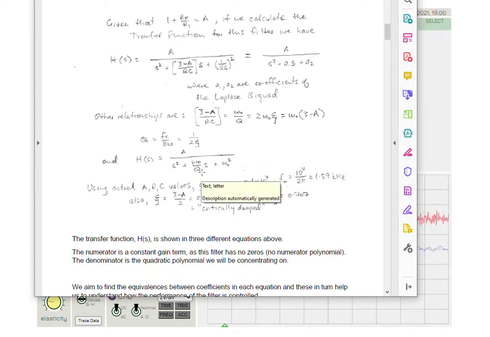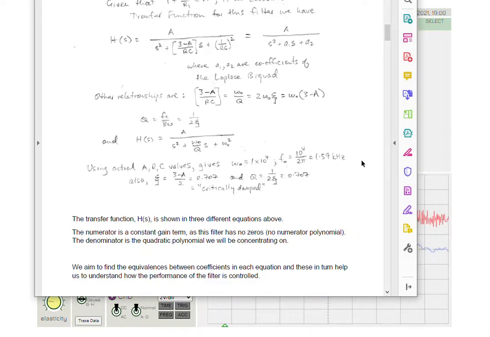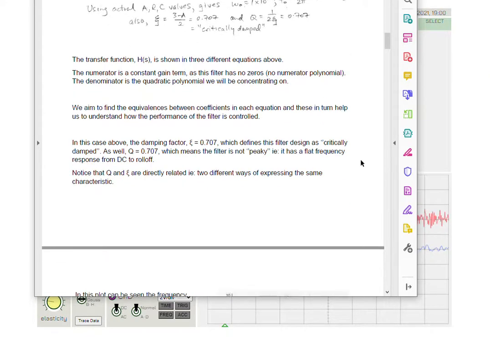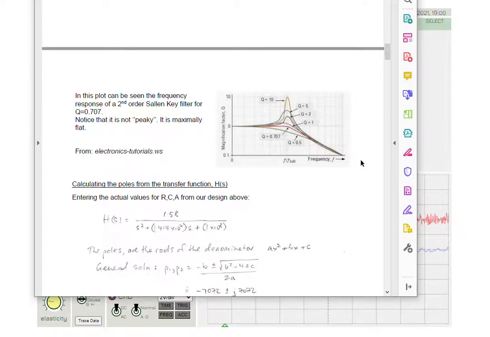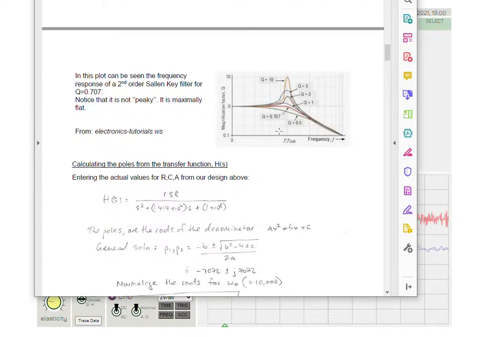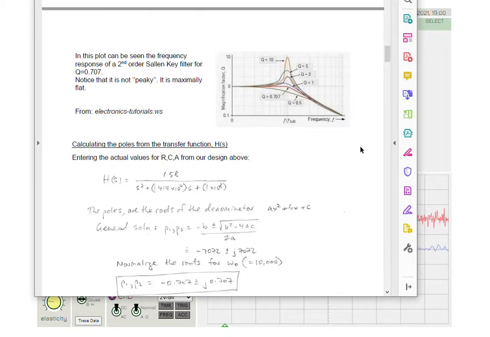And the A1 coefficient is directly related to the Q and the natural frequency. So let's move right along with this critically damped filter. And we notice that the Q was 0.707, so it's a maximally flat filter, as can be seen in this plot.